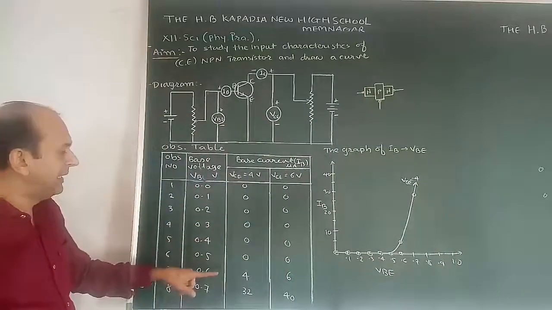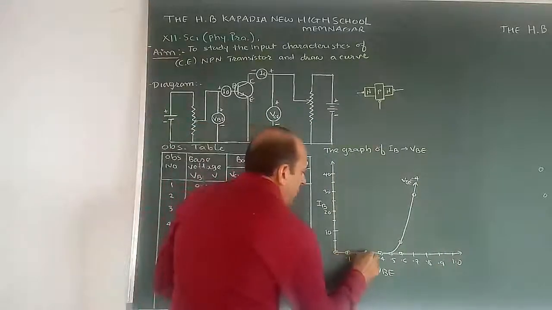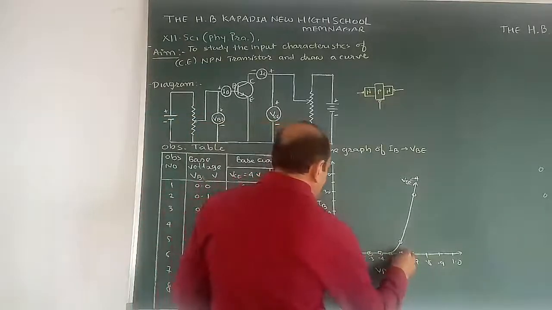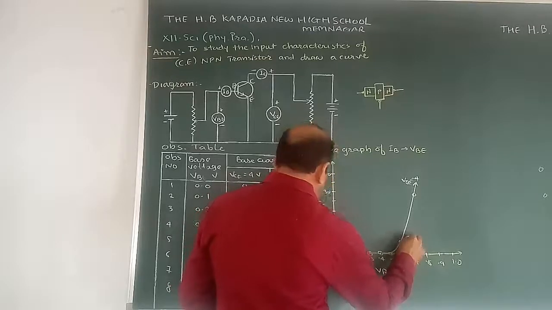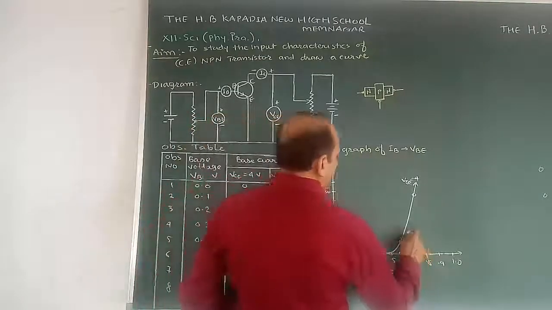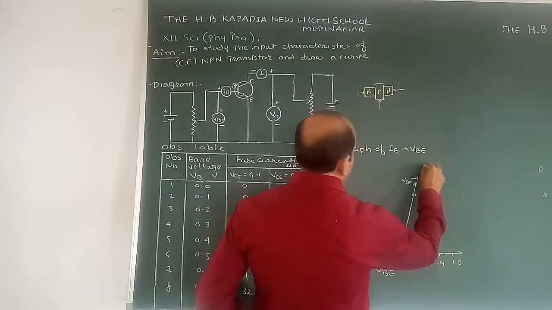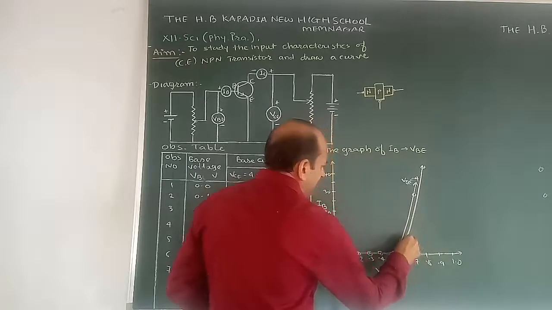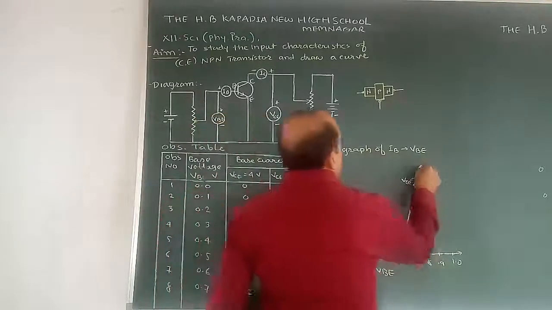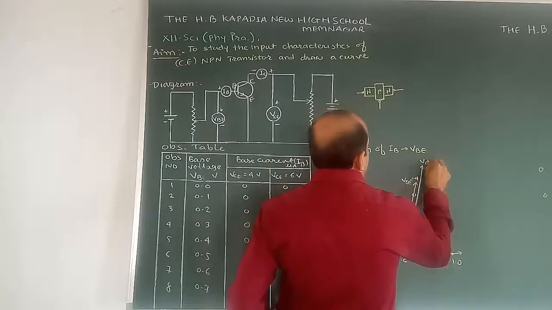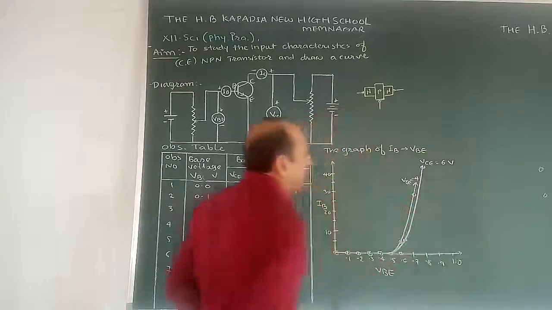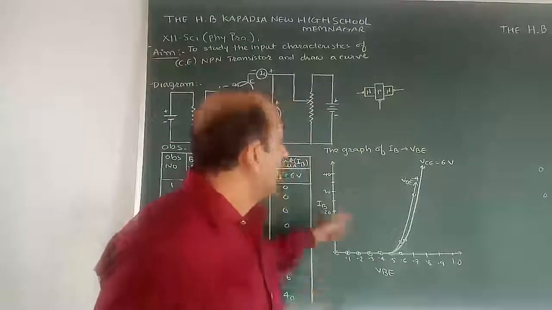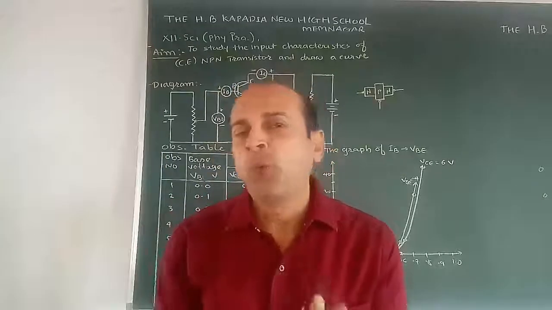Now similarly, up to here it is 0, 0, 0, 0, 0, and at 0.6 it was 6. So you get here 6, and at 0.7 it is equal to 40. The second line will be like this. So this is for VCE equal to 6 volt. So there are minor changes in IB when you change VCE from 4 volt to 6 volt.